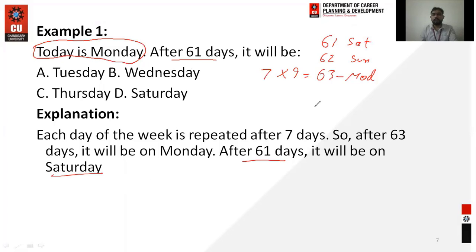So we can calculate with these because every day of the week repeats after 7 days. This is happening due to the fact that a week consists of only 7 days. So they start repeating themselves after 7 days.